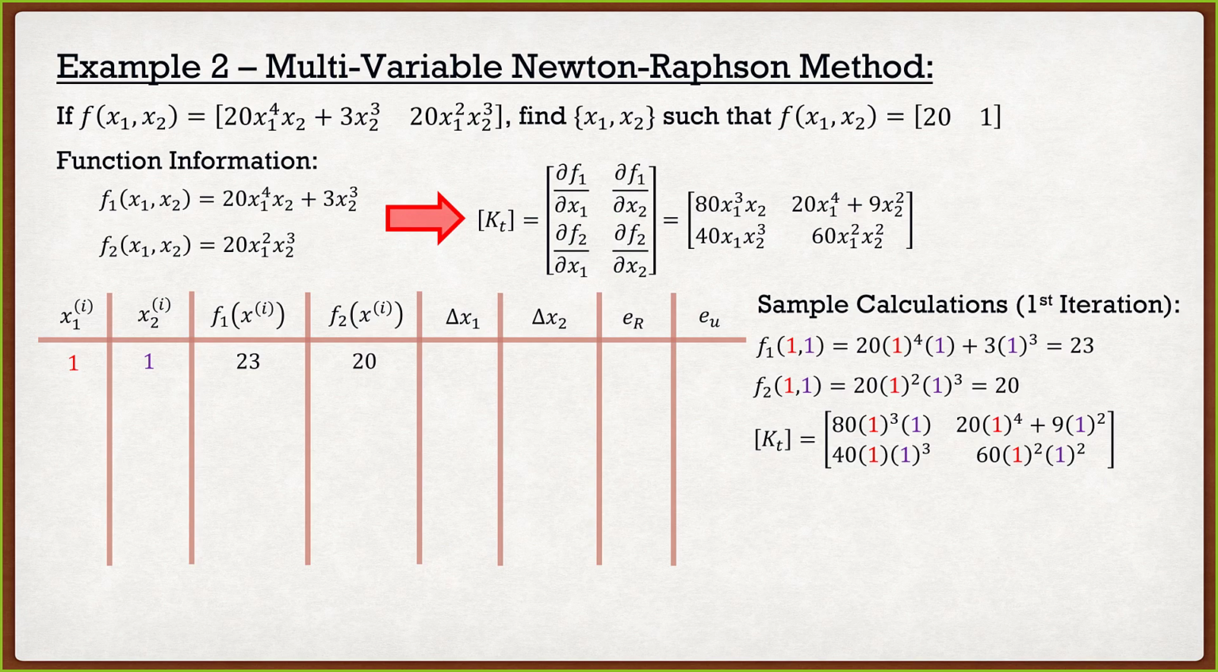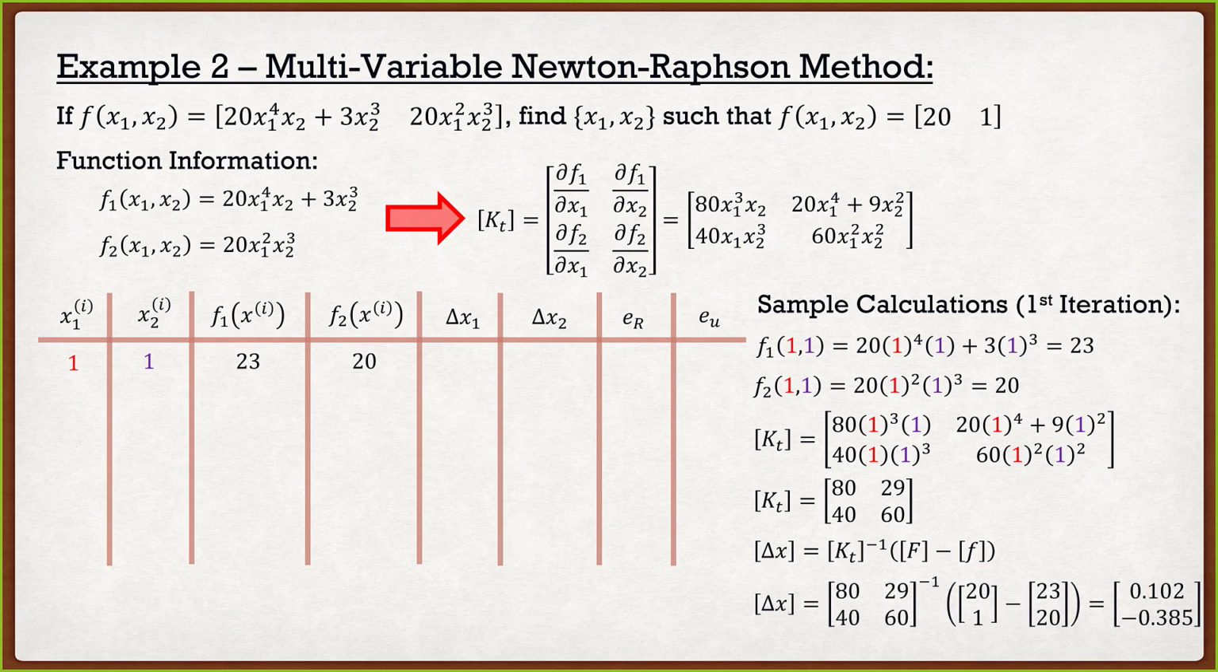I just substitute it in the formula above, and I get the following matrix. Now with that matrix, I can figure out what delta x is, as it's simply kt inverse multiplied by big F minus small f, or f of xi. Well, all I have to do is substitute values. I throw in my kt inverse.